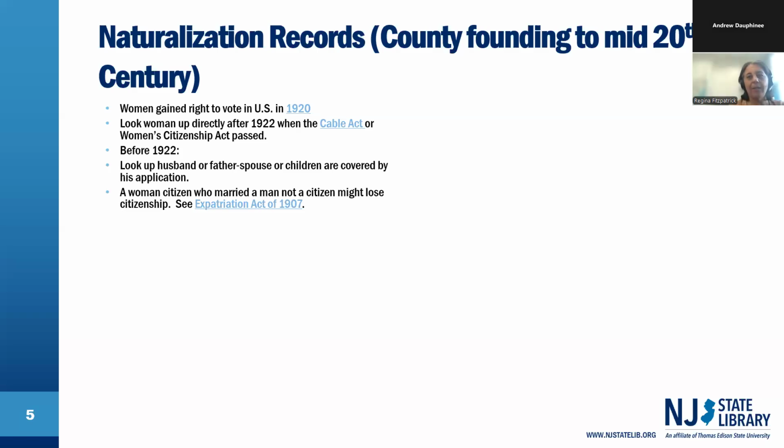And again, I mentioned this, if she got married between 1907 and 1922 and she was American, but she married somebody foreign who was not a U.S. citizen, she may have lost her U.S. citizenship if he never naturalized.